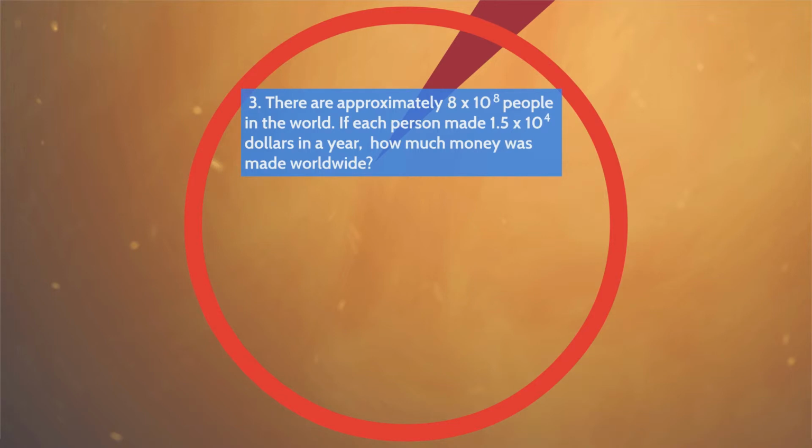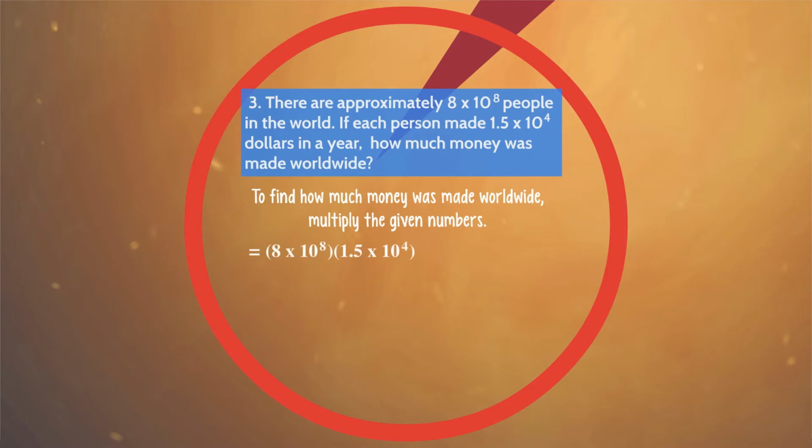So, the problem is asking us the money made in a worldwide year. To find the answer to that, multiply the given numbers. The given numbers are in scientific notation, so we will apply what we learned in multiplying numbers in scientific notation. Do you still remember the first thing we need to do? That is to group the coefficients and powers of 10. Doing so will result to the product of 8 and 1.5 times the product of 10 raised to the 8th power and 10 raised to the 4th power.